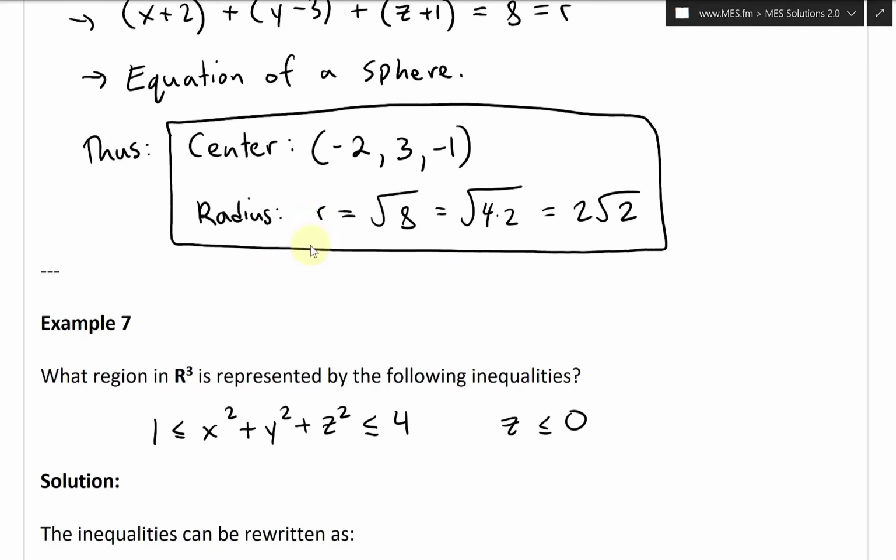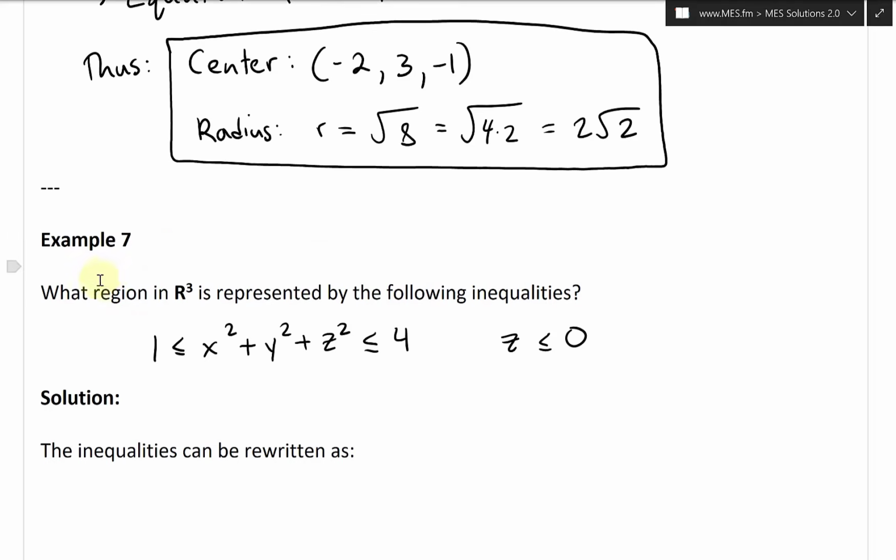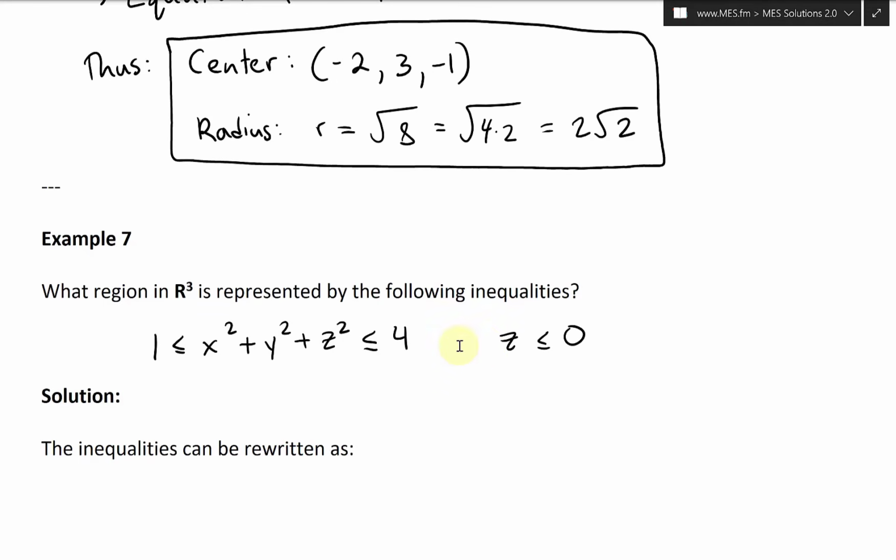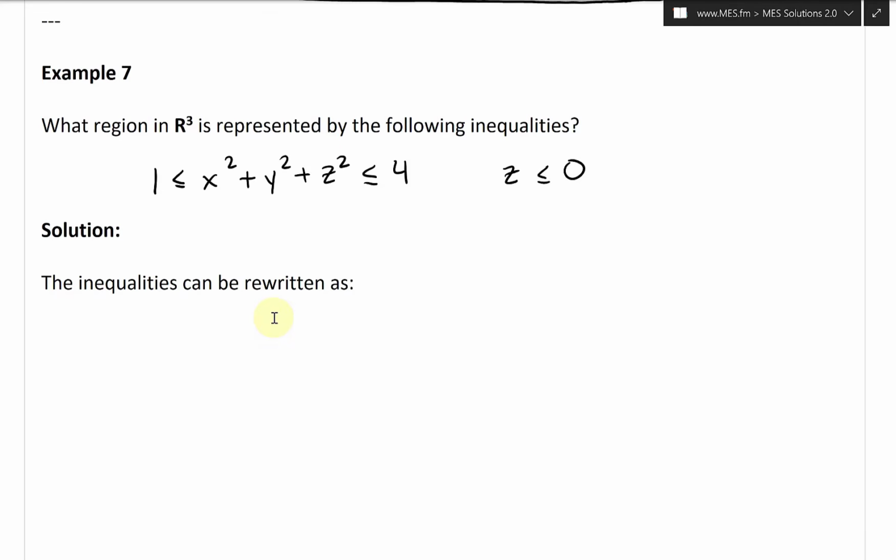Alright, so now let's take a look at the last part of this video, and that's example 7. And this one states, what region in R3 is represented by the following inequalities? And we have this, 1 is less than or equal to x squared plus y squared plus z squared, and this is less than or equal to 4. And we're also given that z is less than or equal to 0. So let's take a look at the solution.